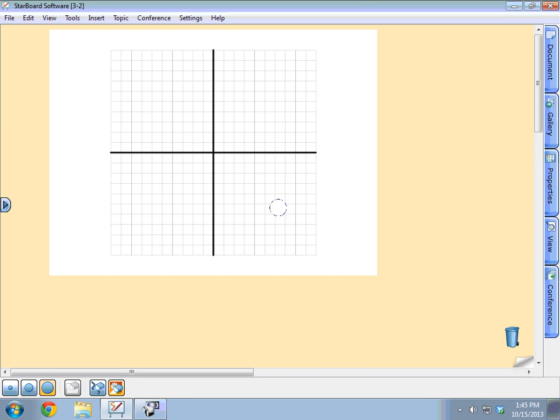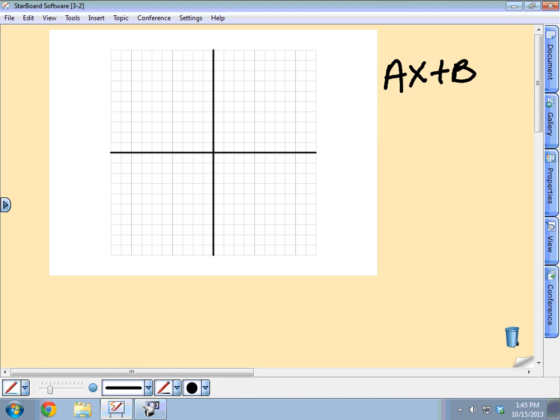Okay. A linear equation in two variables. So, a linear equation in two variables is going to be in standard form: Ax plus By equals C.